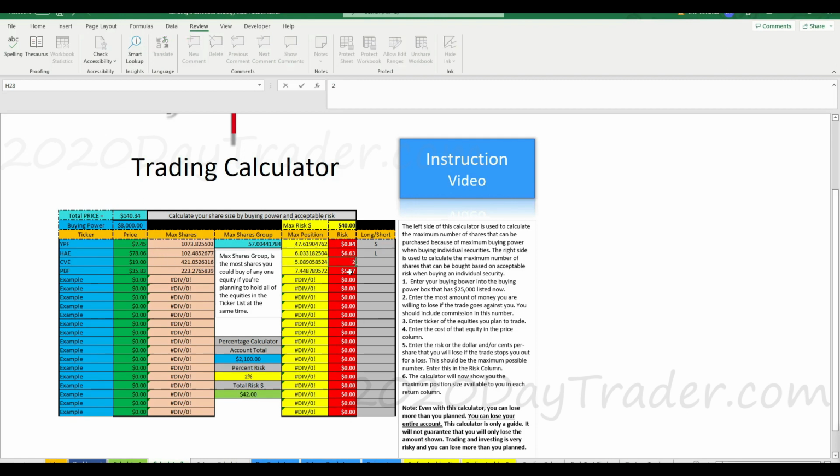So CVE, we're looking at a $2 risk. So $40 is what our max risk is right now, which is actually 42 with the account at that level, but oops, not 422. I don't think it'll make too much of a difference. So 21 shares is what we're allowed to buy of CVE, and be within our risk tolerance. So we'll go back over to the trade log.